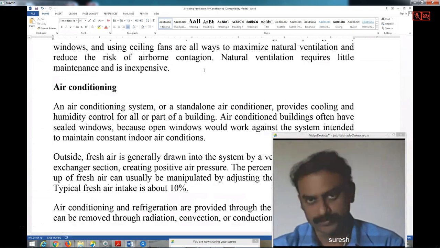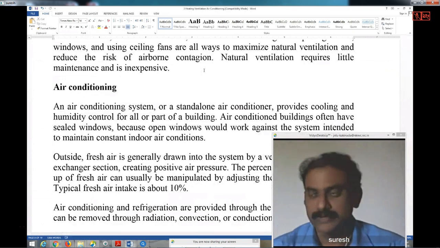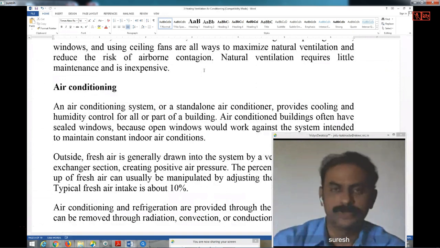As you are designing the number of windows, number of doors, and the placement of the doors and windows, there is no problem, so it is not that expensive. The maintenance is also very small. You just have to clean the windows. Then coming to air conditioning.